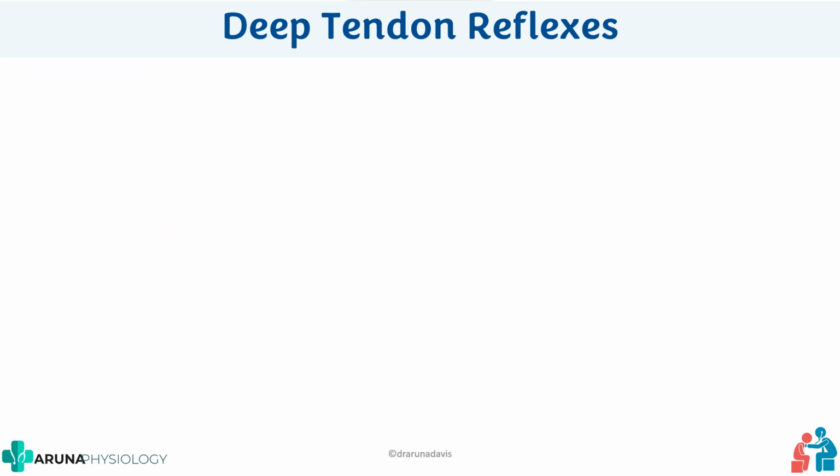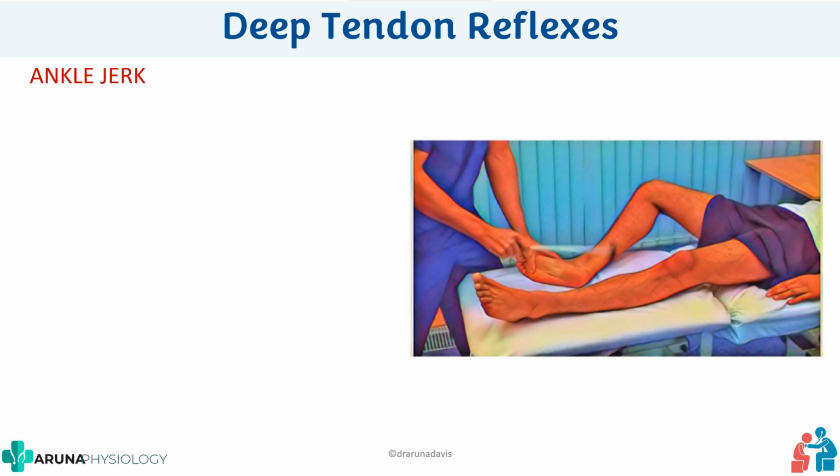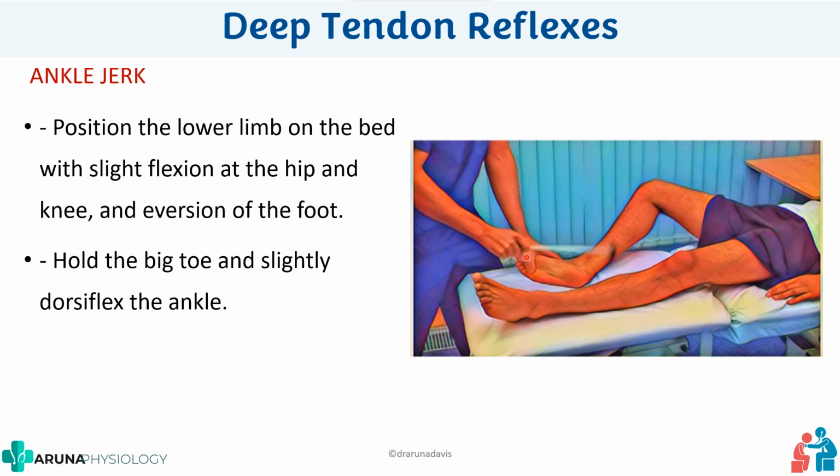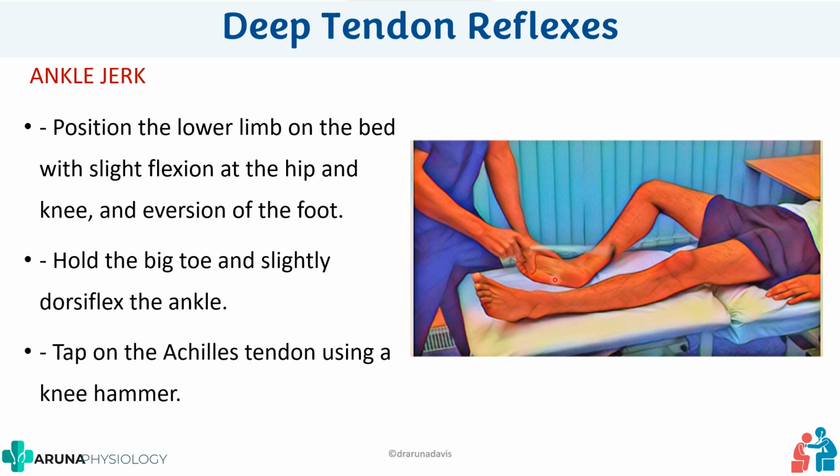So now we'll see how to elicit the ankle jerk. To elicit the ankle jerk, we have to position the lower limb in such a way that there is flexion at the hip joint as well as the knee joint. Okay, and then we have to evert the foot. You can see that the examiner here is catching hold of the foot and slightly everting it, so that the ankle is dorsiflexed. And then we strike over the Achilles tendon here using a knee hammer.